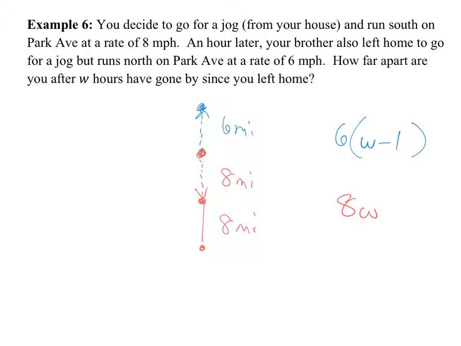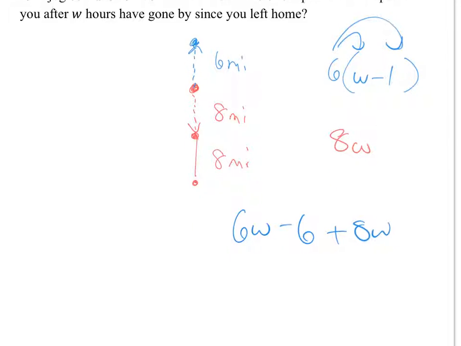Now, every hour that occurs, the gap is spreading. So right now, after 2 hours, what's the gap? What is it? 22. So what did you do to these numbers? 16 and 6, you added them. So take the expressions, sum them together. Distribute the 6, obviously, to both terms there. 6w minus 6 plus 8w is going to give you 14w minus 6.